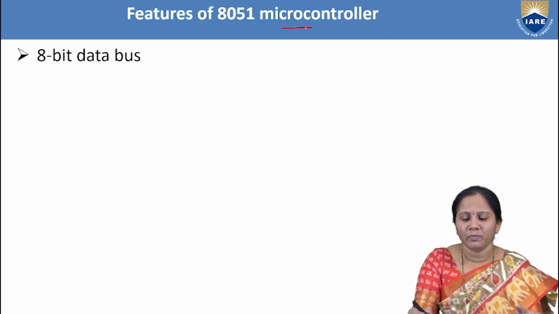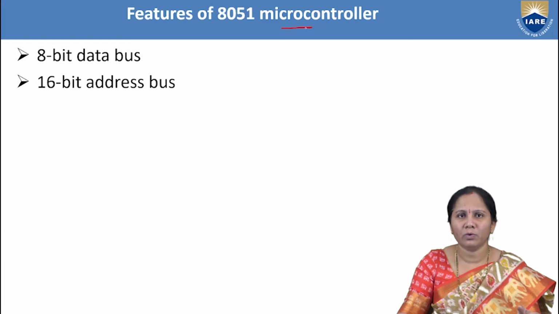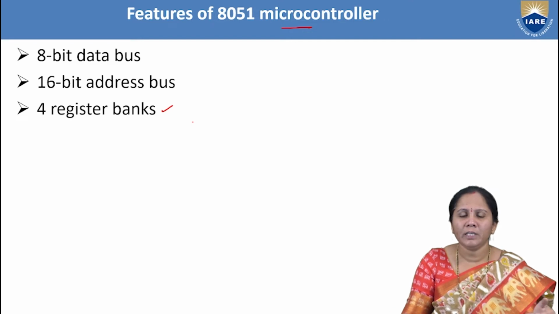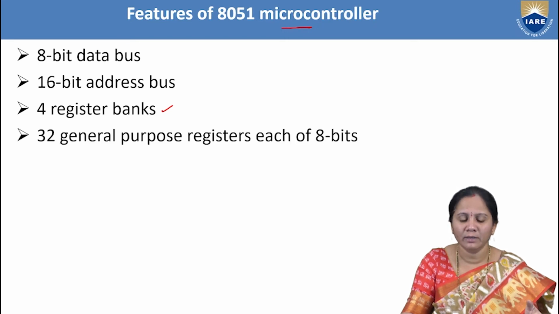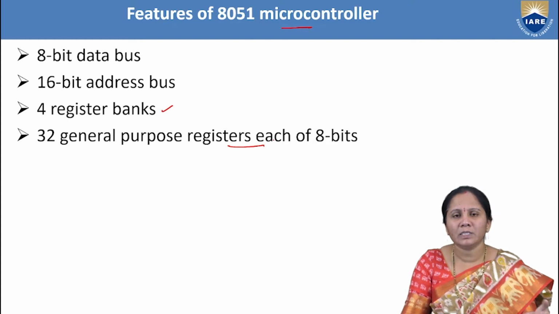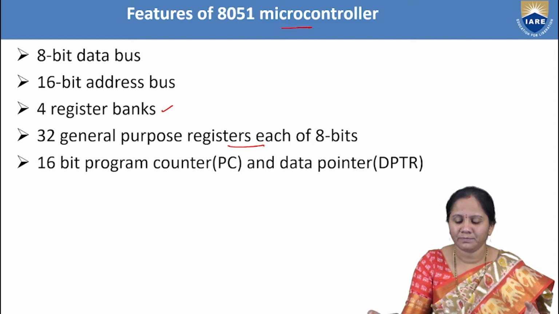Now, coming to the features of the 8051 microcontroller, it has an 8-bit data bus. That is why the 8051 microcontroller is called an 8-bit microcontroller. And it has a 16-bit address bus. And 4 register banks are available. Each bank size is 8-bit. The 4 register banks are bank 0, bank 1, bank 2 and bank 3. And it consists of 32 general purpose registers. Each register size is 8-bit.